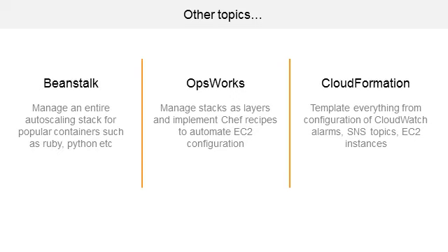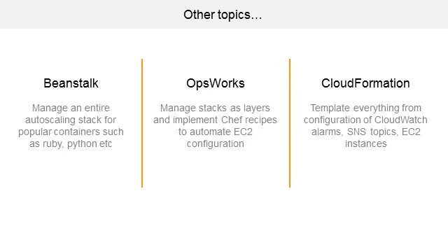And we also covered Beanstalk, OpsWorks, and CloudFormation, and these are sophisticated tools for further developing the idea of automating deployment of EC2 resources. One of them, Beanstalk, is about providing a stack with containers for running popular code developed in popular programming languages. OpsWorks allows you to manage stacks within your EC2 environment as layers and use Chef recipes to automate EC2 configuration. And CloudFormation allows you to template a massive variety of different AWS services, including EC2, but also CloudWatch alarms, SNS topics, load balancing, and EBS resources.